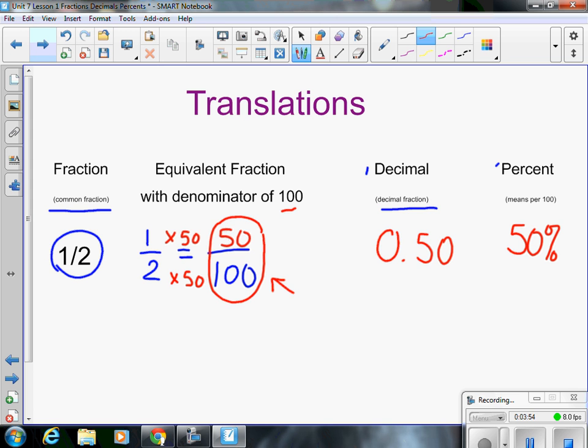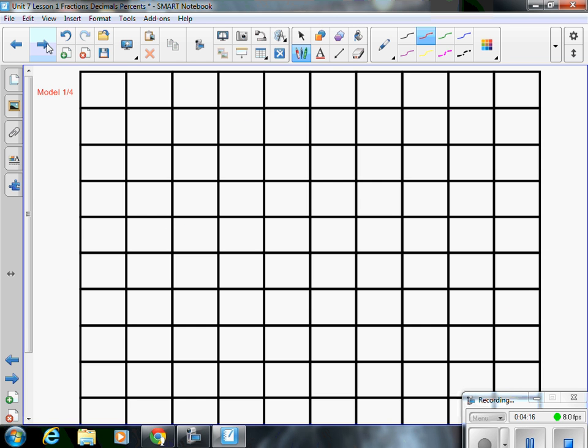So we went from 1/2 to 50 hundredths. 50 hundredths is exactly how we say that. It looks like 0.50, but we say it 50 hundredths, and you'll learn why later. And then to 50%. So let's look at another example. This one is asking us to model 1/4.